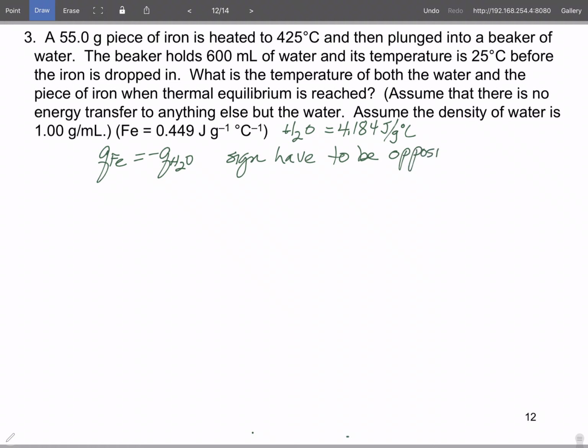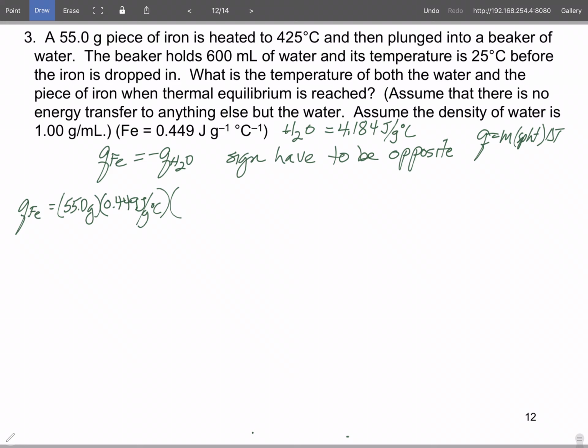Okay, so there are a couple ways to do this. I'm going to work off to the side first. I'm strictly going to set up the Q of iron over here. Remember, Q is equal to mass times specific heat times delta T. We have our mass, 55.0 grams of iron. We have our specific heat, which is 0.449 joules per gram per degree C. And then we have our delta T.